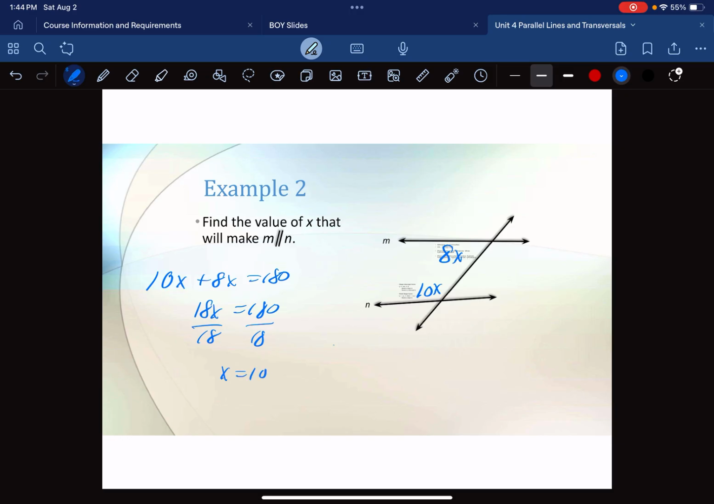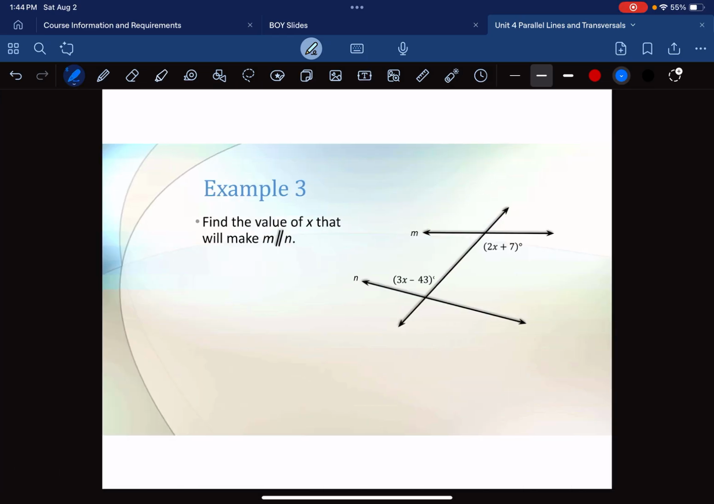and I get 10. Well, that means the angle measures have to be 8x, 8 times 10 is 80, and 10 times 10 is 100. And so if my angle pairs are 80 and 100, those are supplementary, and my lines will be parallel. That will make them parallel lines because that relationship is 180 between those. Okay?